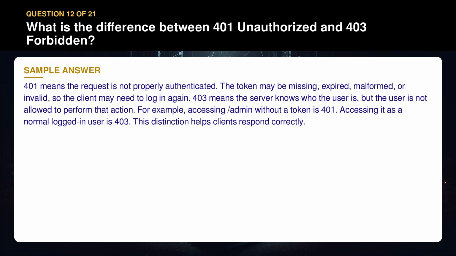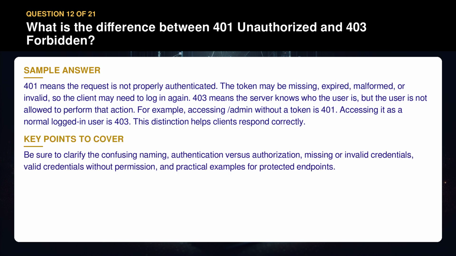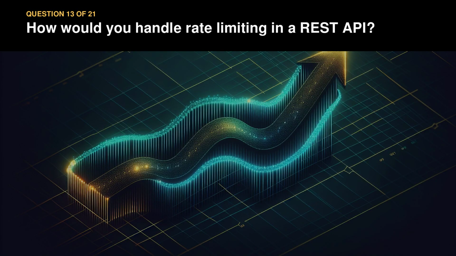For example, accessing /admin without a token is 401. Accessing it as a normal logged-in user is 403. This distinction helps clients respond correctly. Be sure to clarify the confusing naming: authentication versus authorization, missing or invalid credentials, valid credentials without permission, and practical examples for protected endpoints. Question 13.